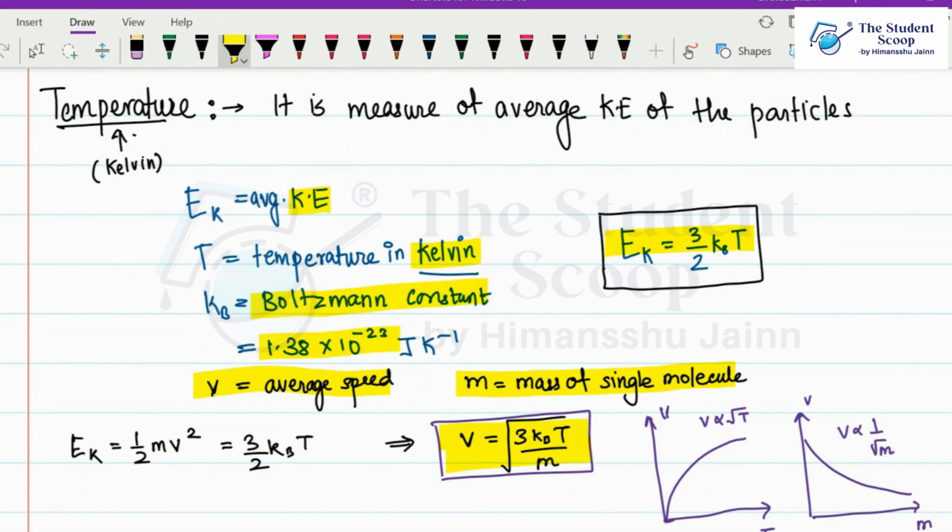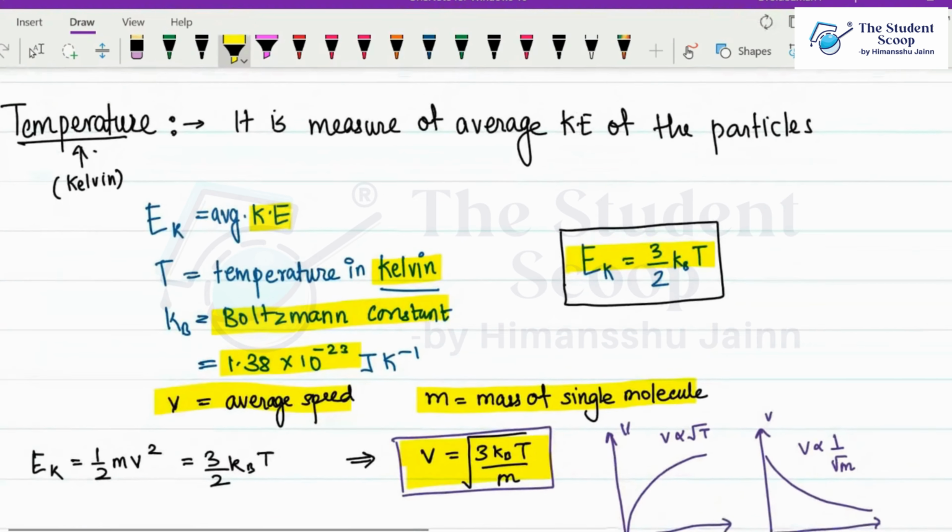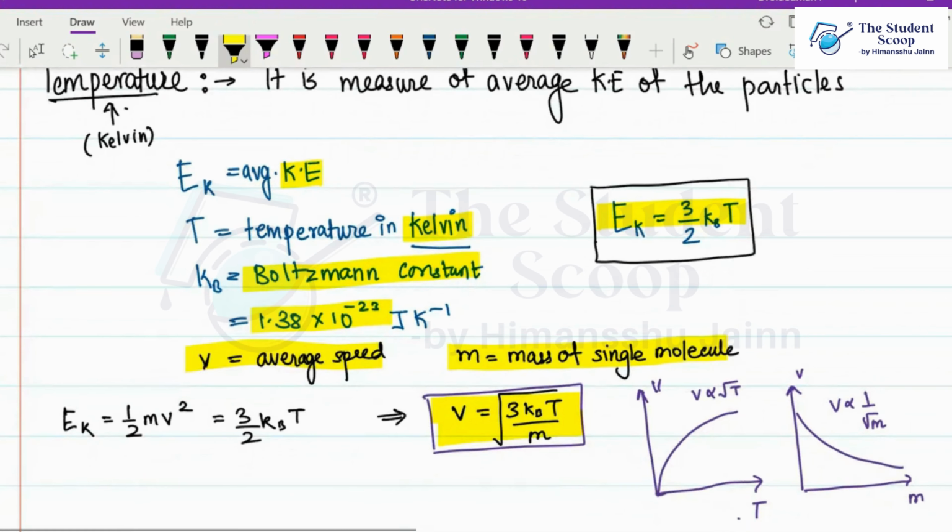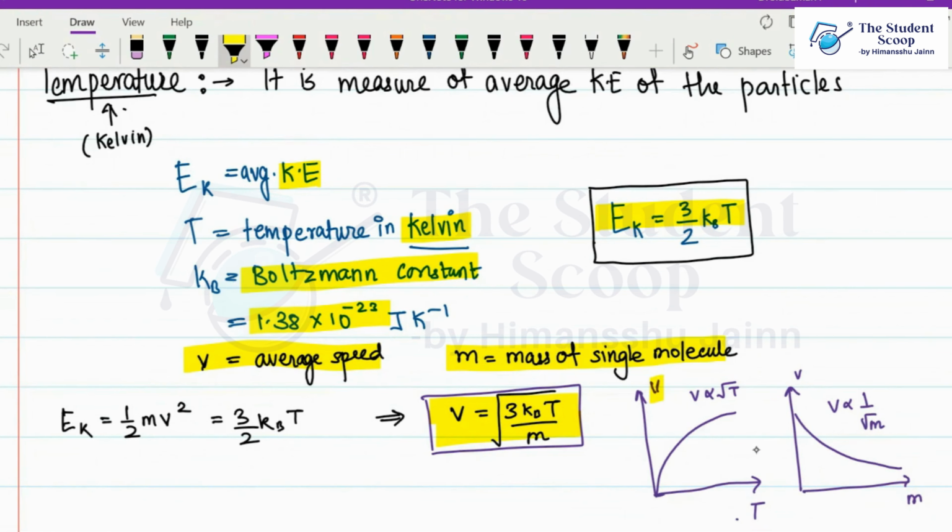Okay, there have been questions in the past where they ask what is the graphical relationship between v and T. Since v is directly proportional to the root of T, you will see a graph with a decreasing gradient. Similarly, they can ask about the relationship between average speed and the mass of a molecule. Then you can see there is an inverse relationship, so you will see a decreasing graph.